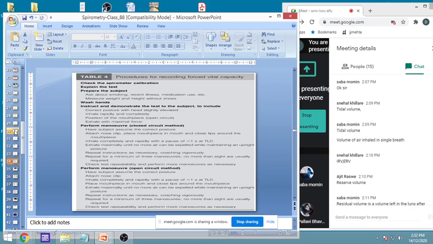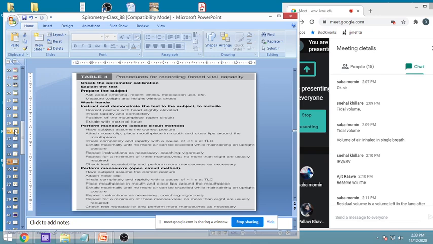So what is the procedure? I will not go into more details. Explain the test, check the calibration, prepare the subject, inform everything, get the history, whether smoking or not, measure the weight and height without shoes, wash hands, and instruct and demonstrate the test to the subject. Ask them to have correct, straight posture, head slightly elevated, and inhale rapidly and completely. These are all the instructions.